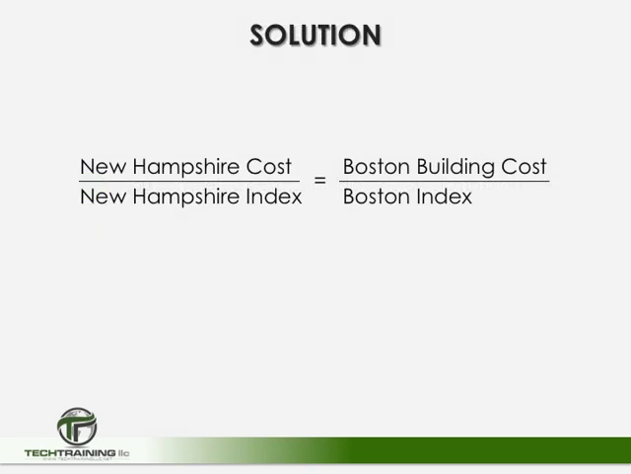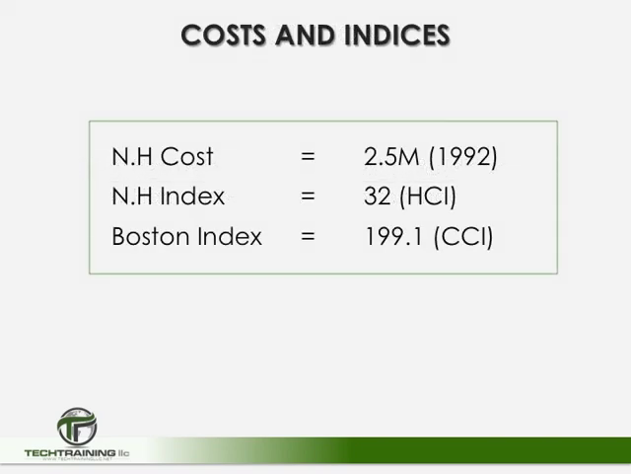Well, here we can simply set up a simple equation like so. We have the New Hampshire cost over the New Hampshire index equals the Boston building cost over the Boston index. Now, we know the cost of the building in 1992, it was $2.5 million. The New Hampshire index, which is going to be the historical cost index, can be looked up in RS Means or ENR or other organizations. And we can also look up the Boston index, which is, we're going to say 199.1. This is going to be the current cost index.